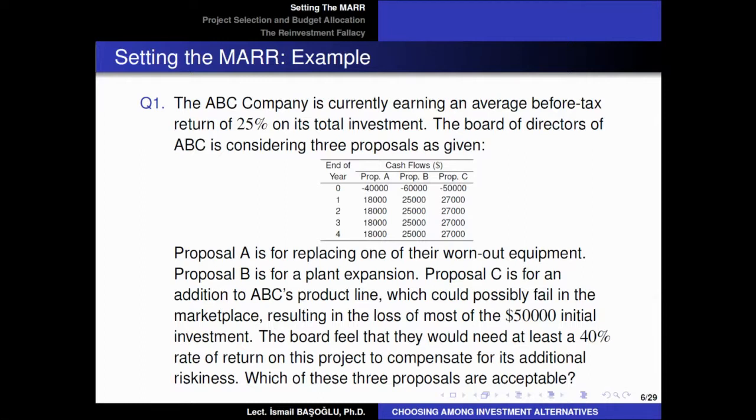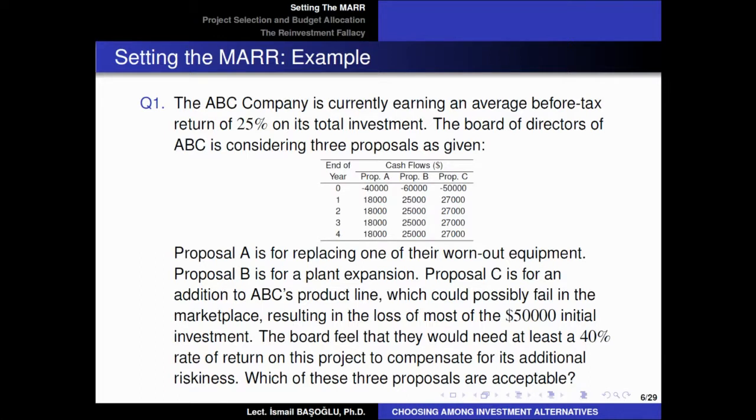The first project is a machine replacement or equipment replacement, and the second proposal is related to a plant expansion. Now, as you can see in the remaining part of the question, the board feel that they would need at least a 40% rate of return on this project to compensate for its additional riskiness. Because proposal C is more risky than proposal A and proposal B, they say that the rate of return for proposal C should be at least 40%, so it can be a considerable project because it is a risky project.